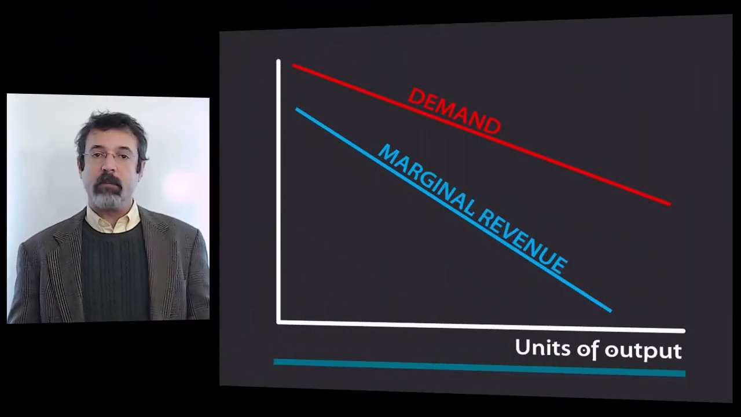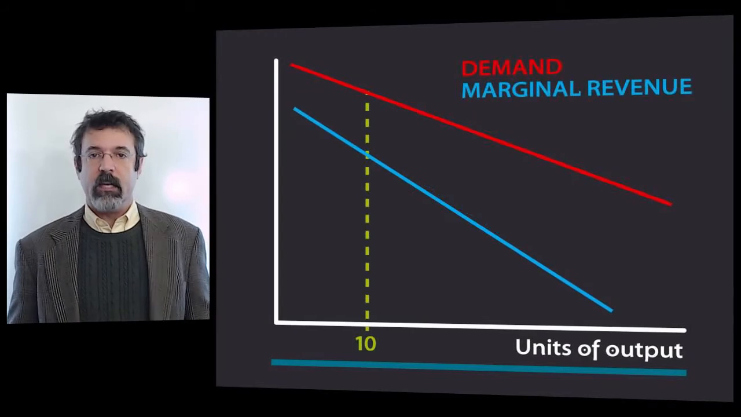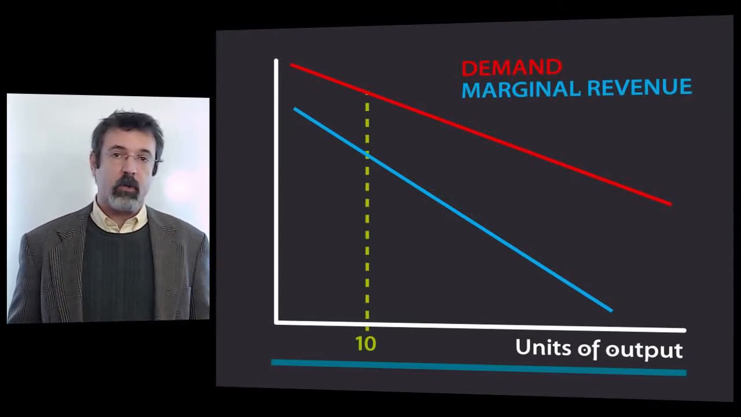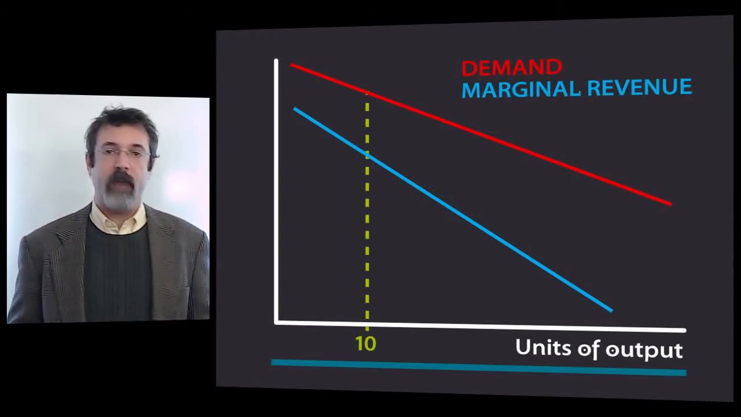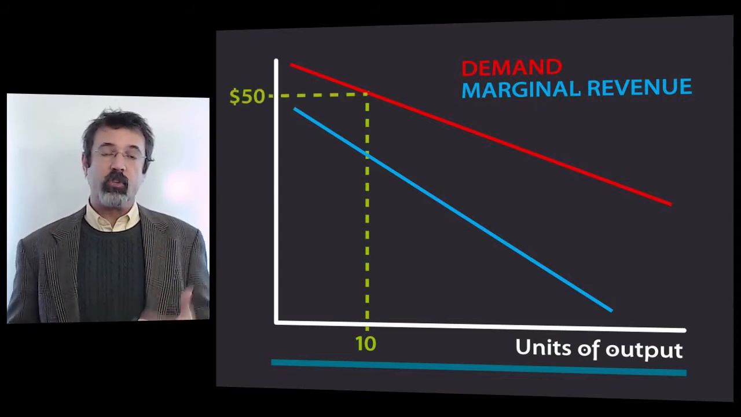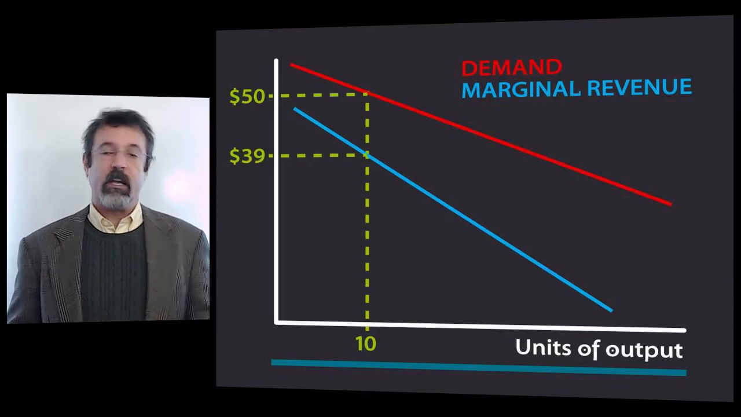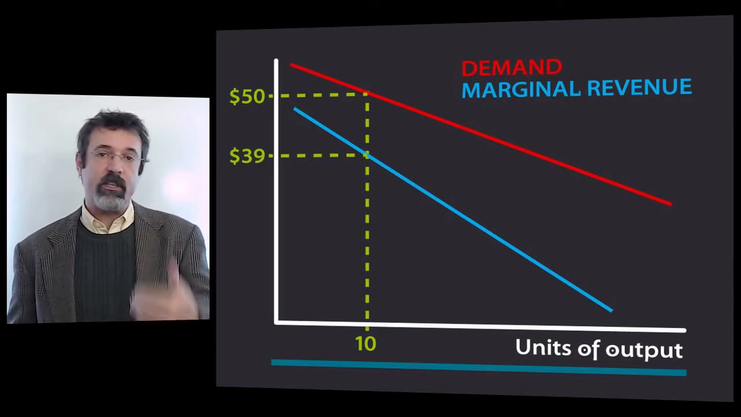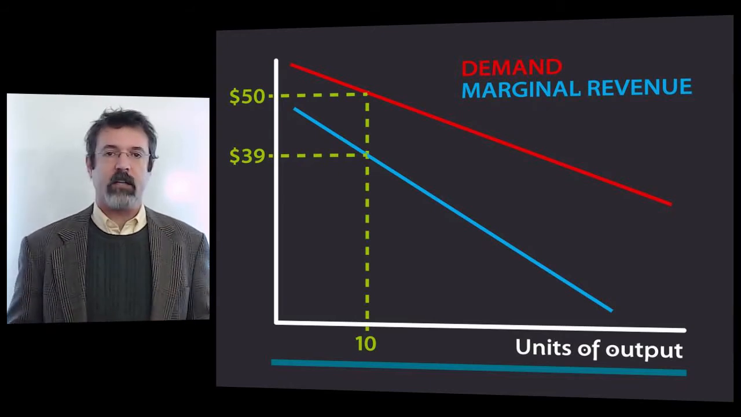Let's take an analytic look at the monopoly. Suppose the monopoly produces 10 units of output. We know from looking at the demand curve that when the monopoly produces 10 units of output, consumers are willing to pay $50 per unit. And the marginal revenue is $39. That is, if the monopoly increases its output by 1 unit, its revenue will rise by $39.